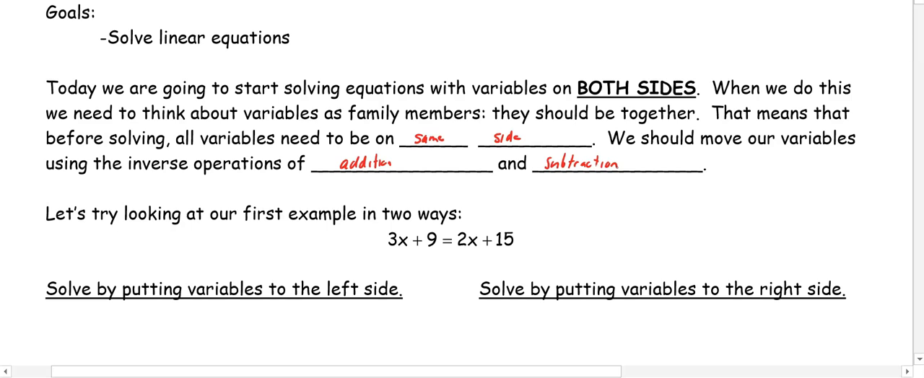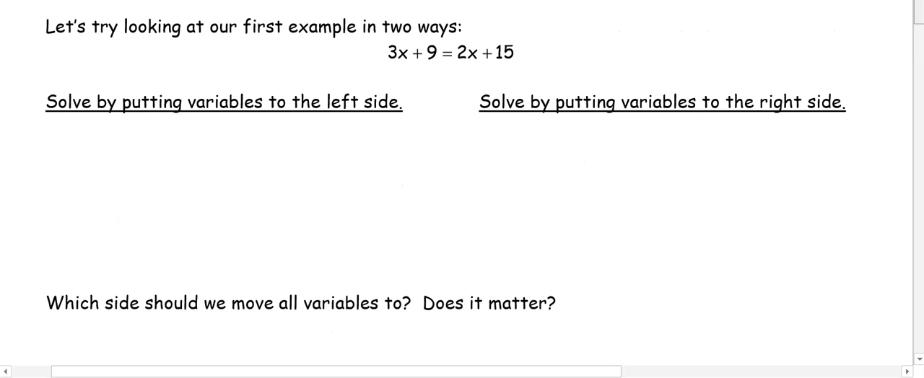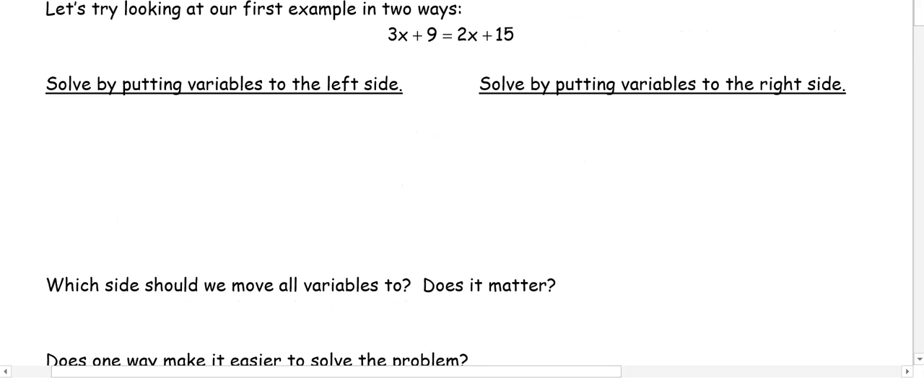So we're going to look at this first problem, and we're going to move the variable to the left-hand side and to the right-hand side and see what happens. So in the first problem, we have 3x plus 9 equals 2x plus 15. In this one, we want to move the variable to the left-hand side. So we are going to subtract 2x from both sides because it was positive. So we get x plus 9 is equal to 15. When we subtract 9 from both sides, we get x is 6.